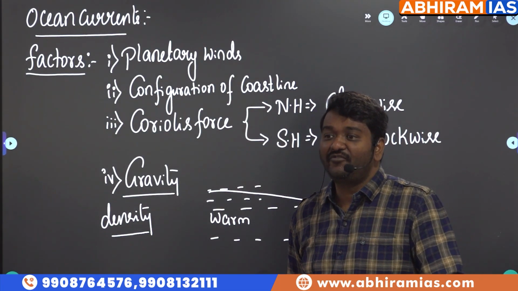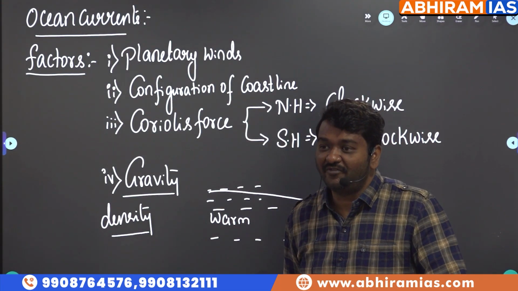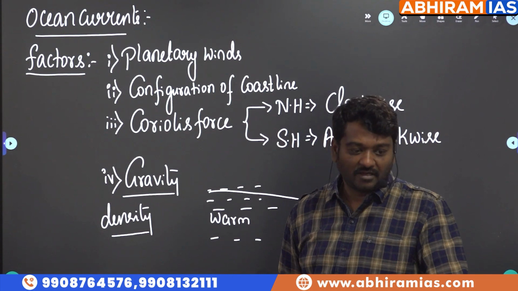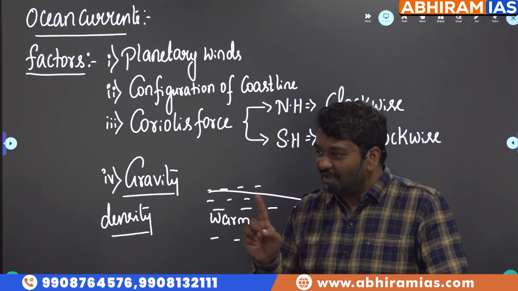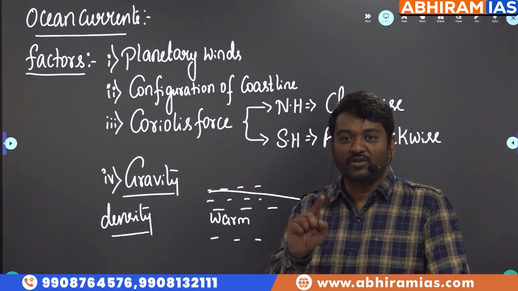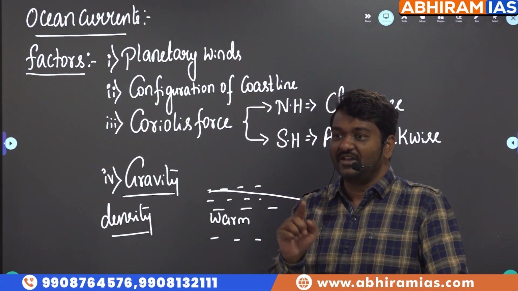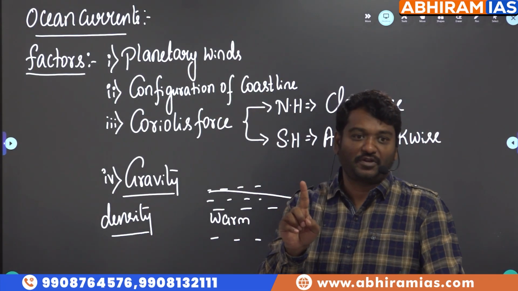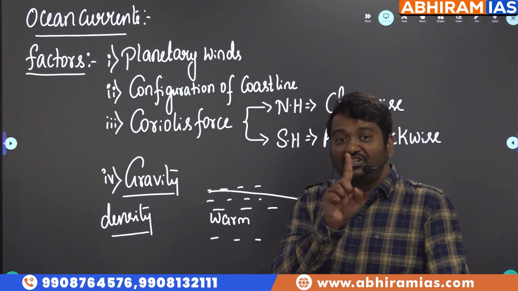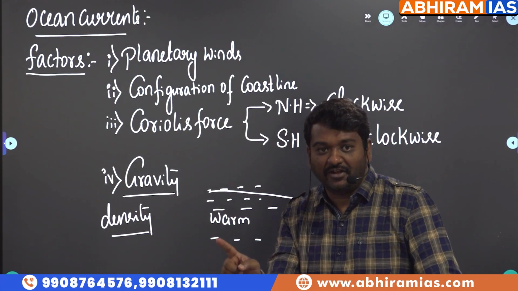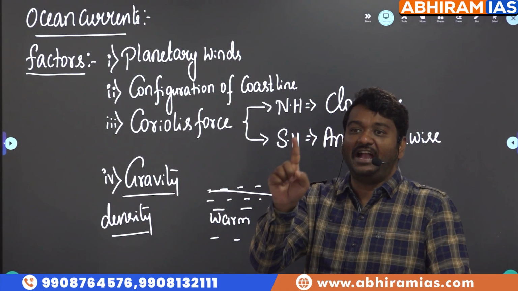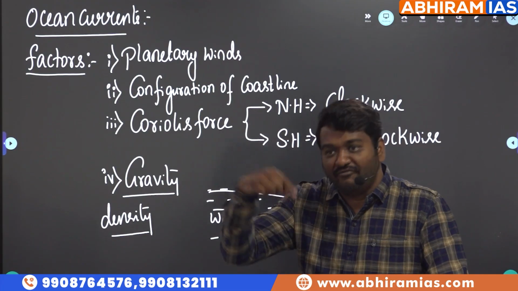Now, frictional force depends upon distribution of land and water. Correct? Frictional force depends upon what? Land and water. If land is more, friction is more. If land is less, friction is less. Correct? That is the first point. So frictional force has impact on wind, so distribution of land and water has impact on wind.